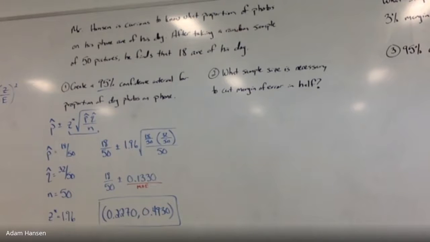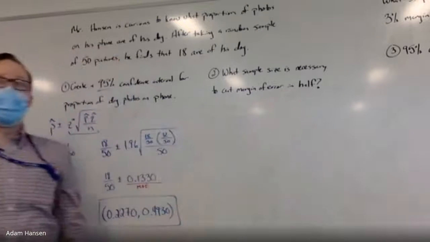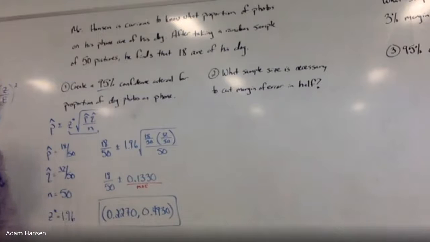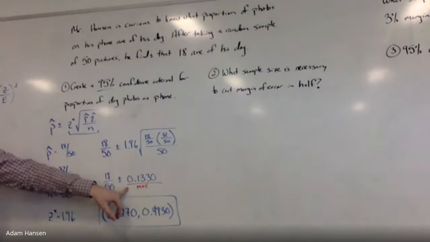I want to get more accurate. I want to cut the margin of error in half. I want to know with more certainty what proportion of pictures on my phone are of the dog. Originally, the margin of error is 13.3%. I need to cut this in half.